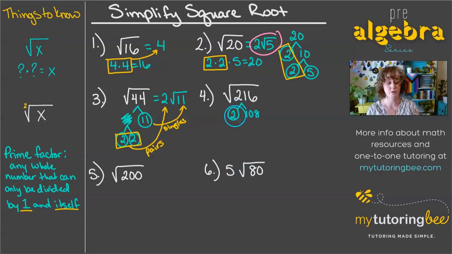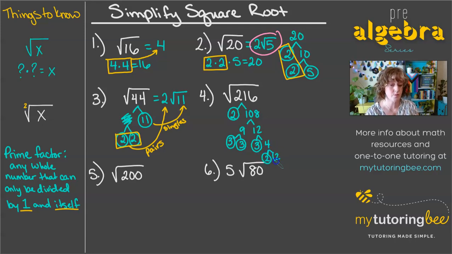2 is a prime factor, so I'm going to circle that one. 108, I can keep going. I know that that's 9 times 12. Okay, I can keep going with both of these numbers. So 9, I'm going to split up into 3 and 3. 3 is a prime number, so I'm going to circle both of those. And now 12, I can split up into 3 and 4. 3 is a prime number, but with 4, I can keep going into 2 and 2.